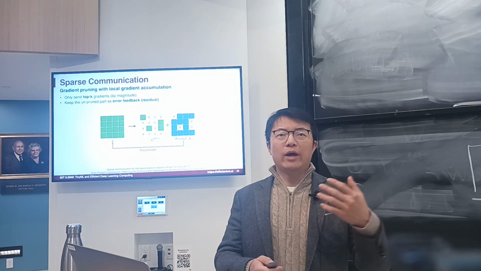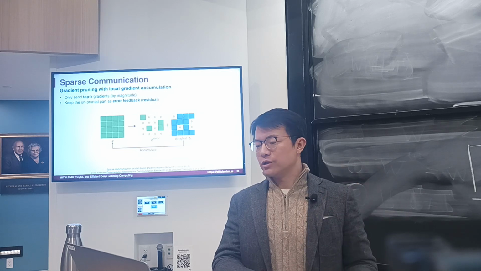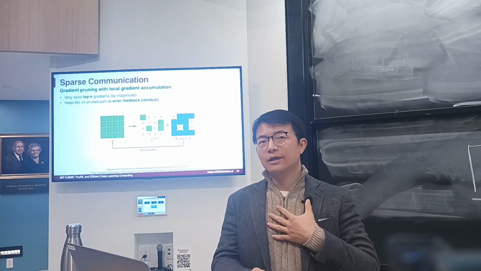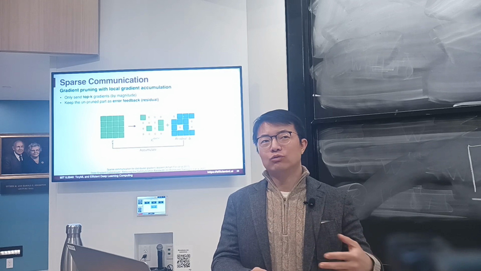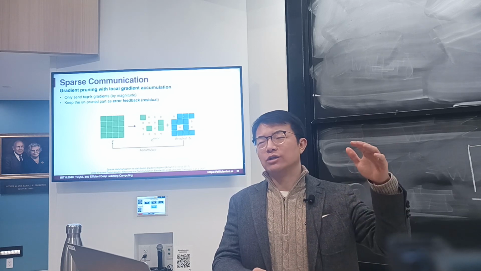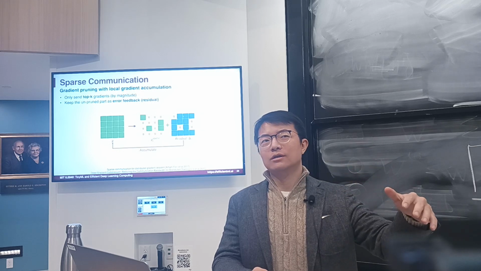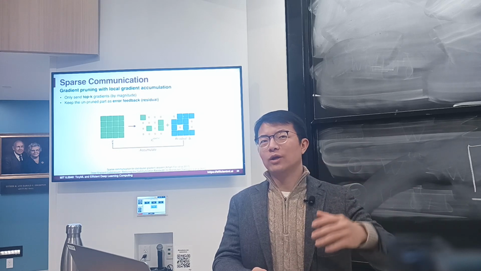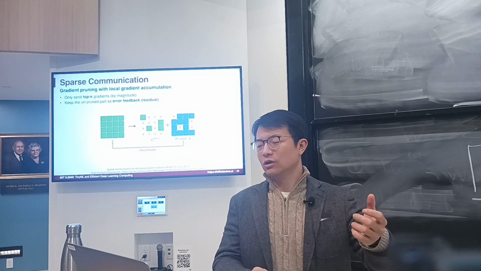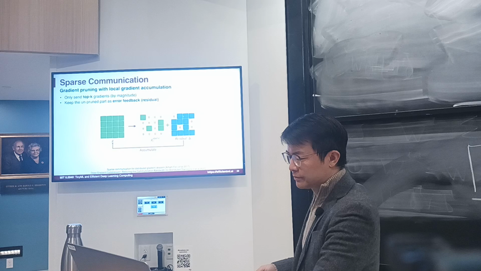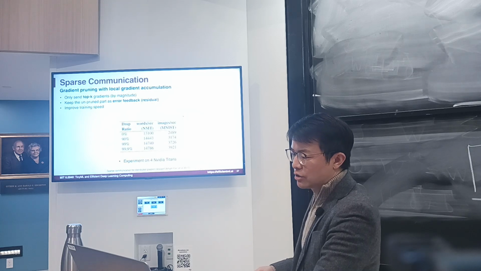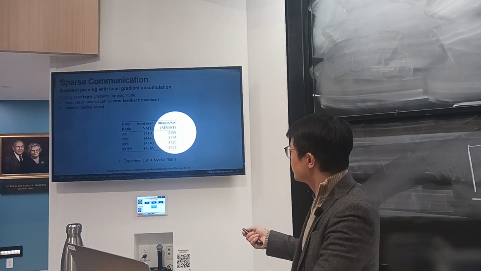Rather than sending away those residuals to the parameter server, we want to accumulate those gradients locally. Okay? Hopefully next time the gradient will get bigger, past the threshold, and we'll send them out. And before they accumulate to pass the threshold, we just keep the residual locally without sending them out. So that can indeed improve the training speed.